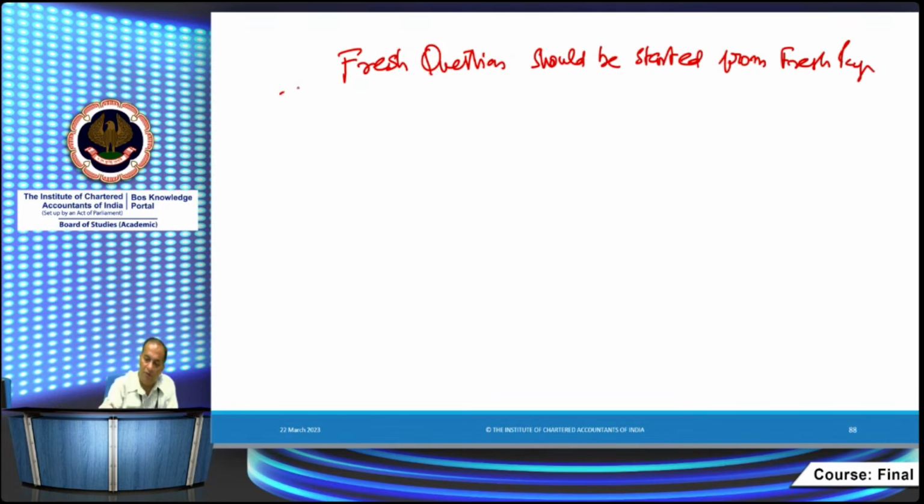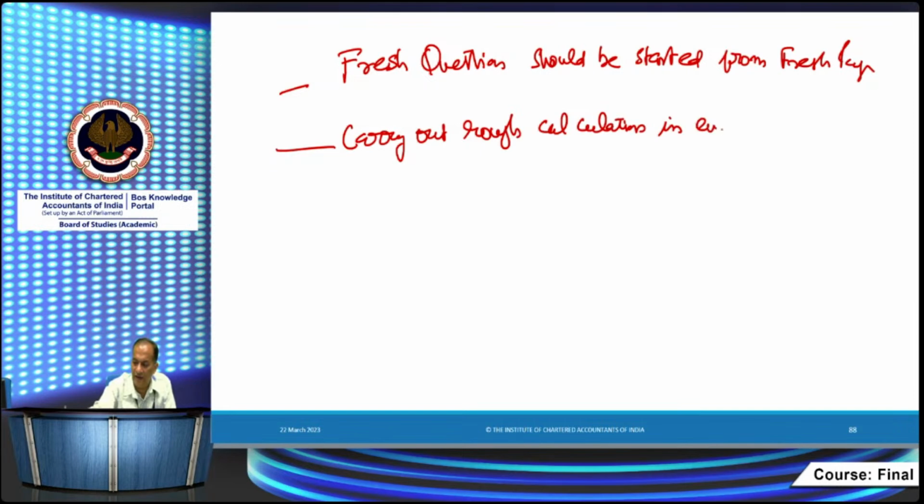Another very important point: carry out rough calculations at the end of the answer book and cross it out at the end. Okay, and on the top write "rough work".